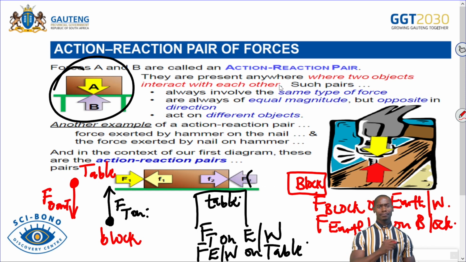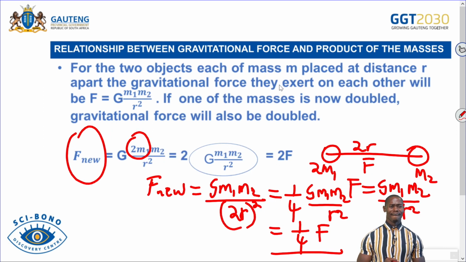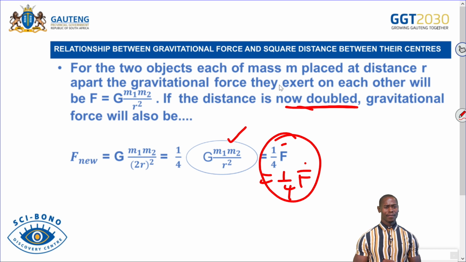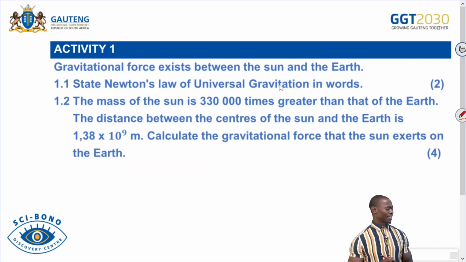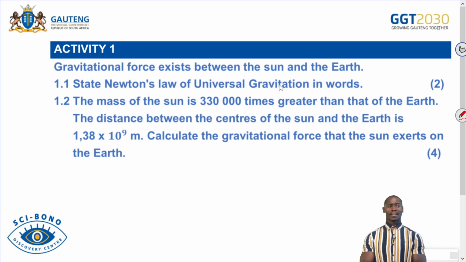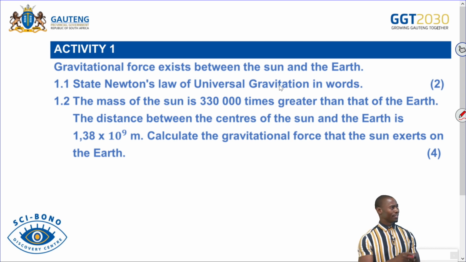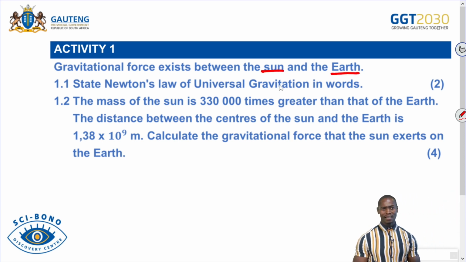Okay. All right. Then another question. This is an activity, learners. So let's check. Gravitational force exists between the sun and the earth. So these are the two objects, the sun and the earth. All right. So if a question can say, talk about action-reaction pair of forces there.